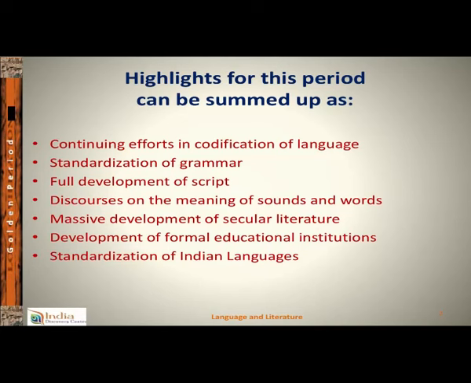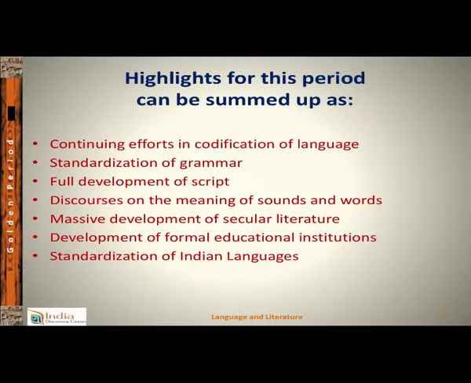We are coming up with a few statements. There were continuing efforts in the codification of the language. This effort brought standardization of grammar and a full development of script for writing. Discourses on the meaning of sound and words were done in this particular period. This resulted in massive secular literature development. And, of course, formal education institutions were established because the vast literature was available to educate society. This entire process, going on in this period and prior to it, led to some level of standardization of Indian languages.